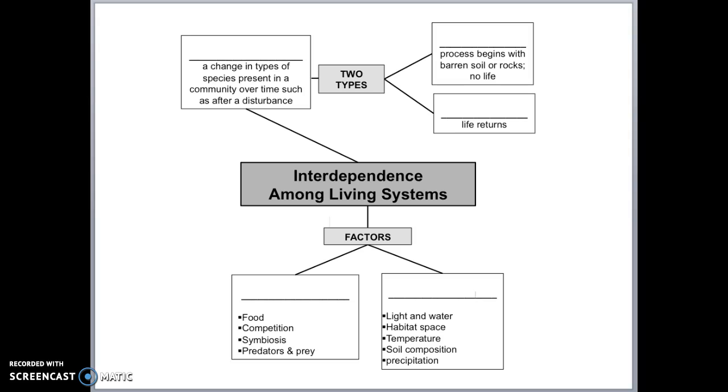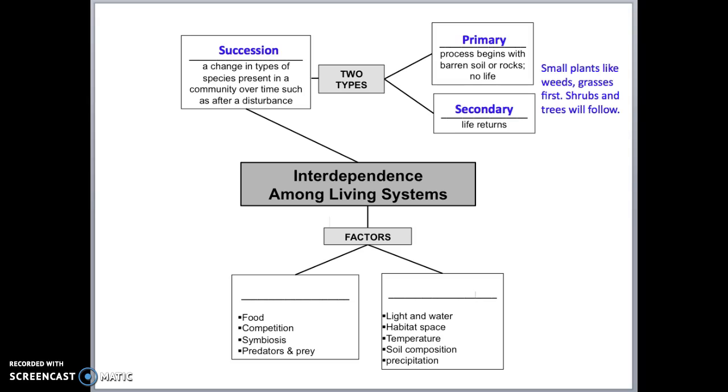To start, we have succession. Now succession is a change in types of species present in a community over time, such as after a disturbance. We have two types of succession. The first kind we have is primary, and this is a process that begins with barren soil or rocks. There is no life. And then we have secondary, and this is when life returns.